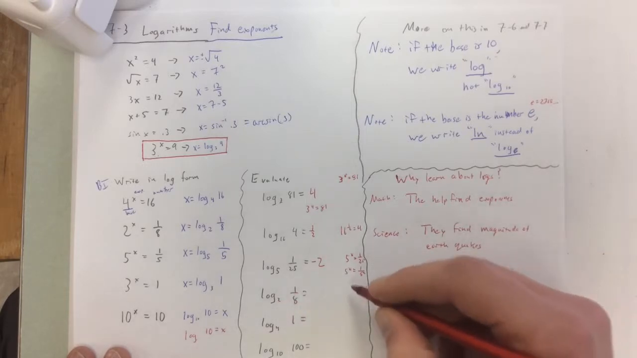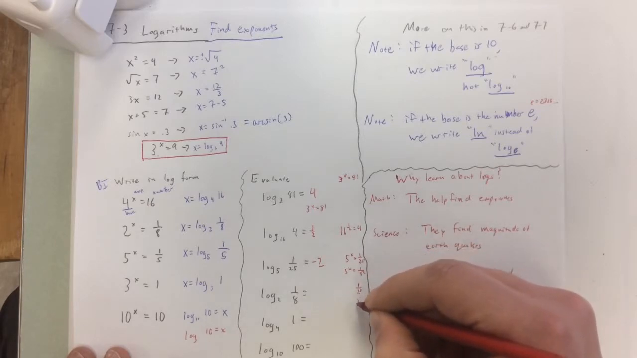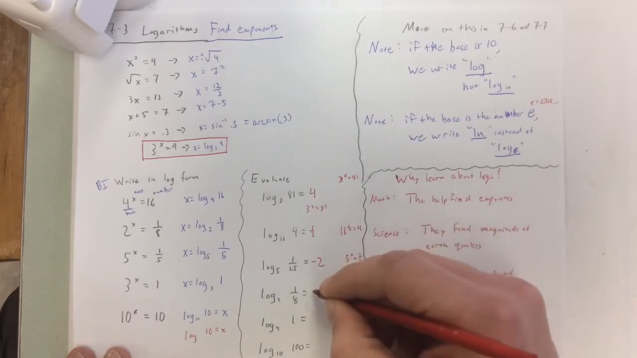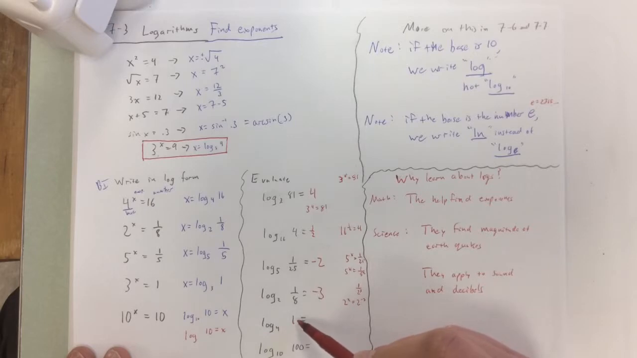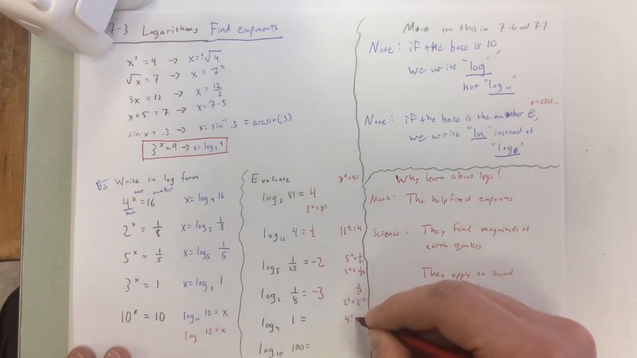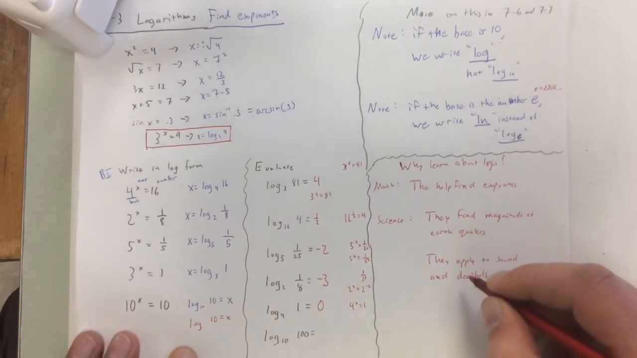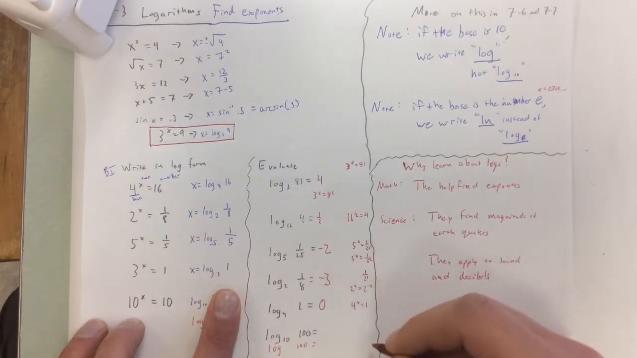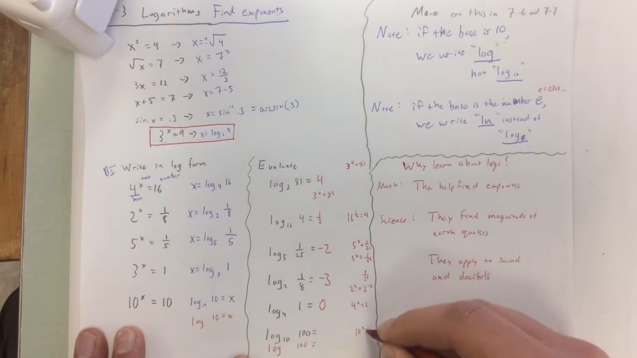2 raised to what exponent gives me 1 eighth? I realize that 1 eighth is really 1 over 2 cubed, which is 2 to the negative 3. So 2 raised to what exponent gives me 2 to the negative 3? The answer is negative 3. 4 raised to what power gives me 1? 4 raised to what exponent gives me 1? Oh, we know this. The answer is 0. And if I have log base 10, which we would really just write as log of 100, 10 raised to what power gives me 100? And we would say 2.